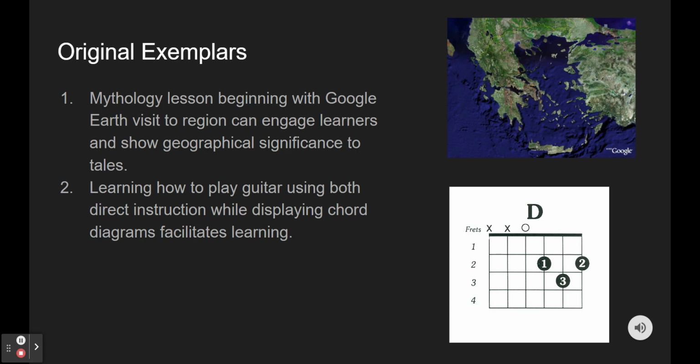Another way is how I teach guitar, both in private instruction and in after-school clubs. While teaching students how to play songs that use different chords, I have chord diagrams displayed so students can look up and refer to these during instruction whenever they choose. This facilitates learning because it's more helpful for students to have a visual than simply to be hearing instruction from me orally.